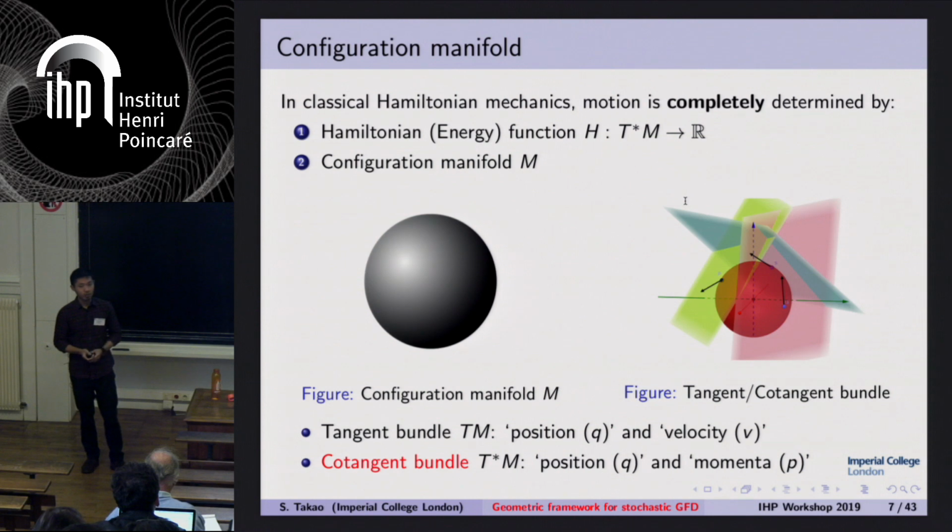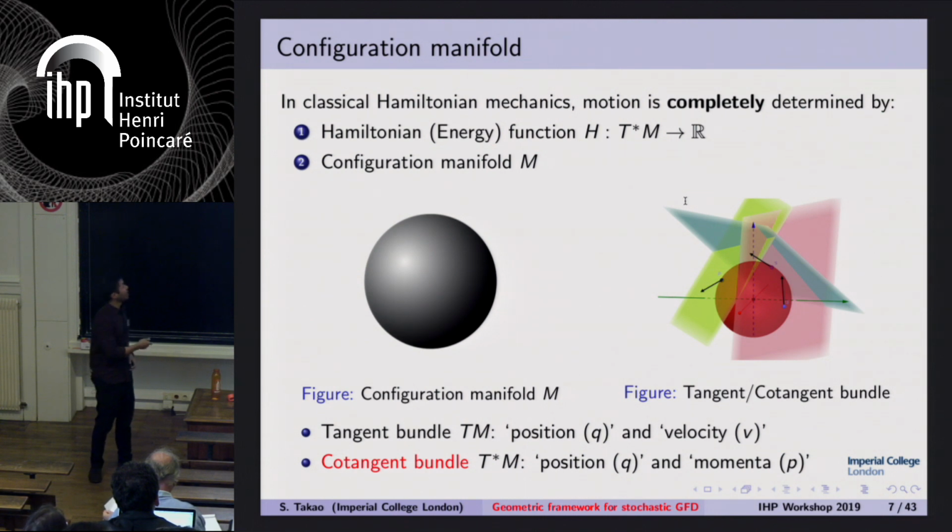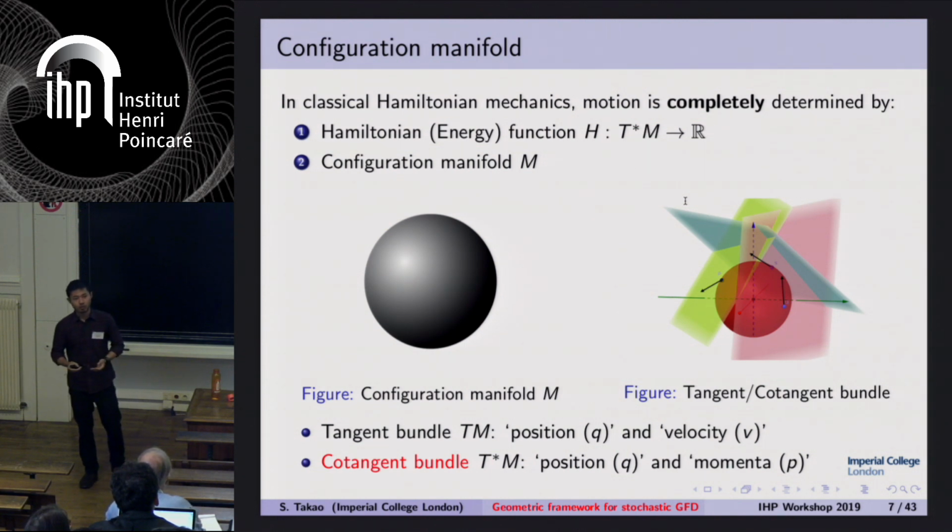So classical Hamiltonian mechanics, as opposed to the modern view of Hamiltonian mechanics that uses Poisson structures: in Hamiltonian mechanics, you can obtain the motion completely by determining two factors. One is the Hamiltonian function, which describes the energy of your system. And the second is the configuration manifold. The configuration manifold is all of the possible states that your mechanical system can be in. For example, if you have a pendulum, you know that your pendulum can only be in a circle, and therefore your configuration manifold is a circle.